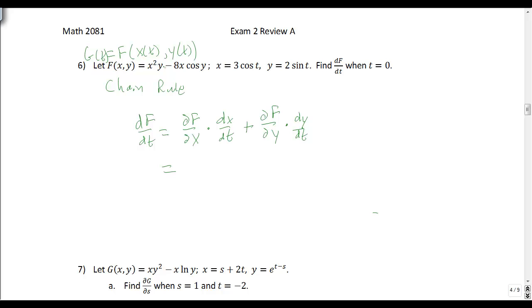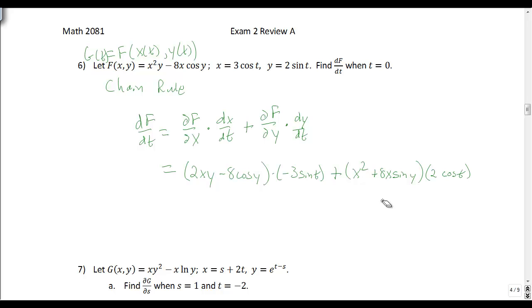Partial f with respect to x, that's 2xy minus 8 cosine y. Derivative of x with respect to t is going to be negative 3 sine t, plus partial f with respect to y is going to be x squared plus 8x sine y. Derivative of cosine y is negative sine y, which is going to turn that negative to a positive. And then the derivative of y with respect to t is going to be 2 cosine t. So you get this formula here.